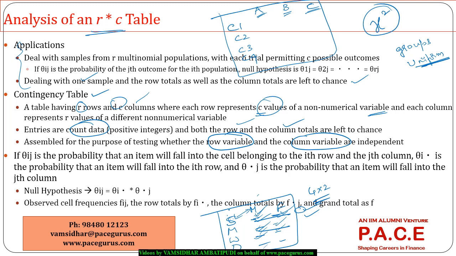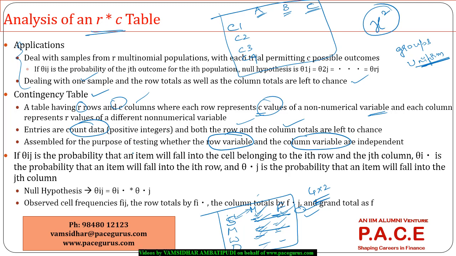There are more males who are single, but very few males who are widowed. Some such kind of differences do exist, or is it more or less uniform across all the groups? So we are trying to compare row versus column, whether there is some kind of dependency between these two, or they are more or less independent.